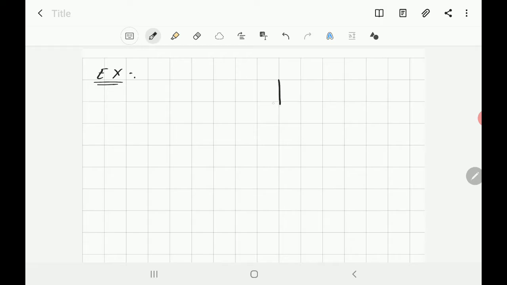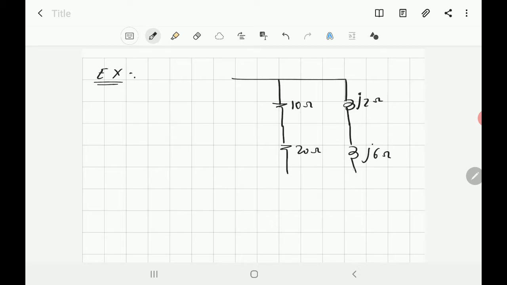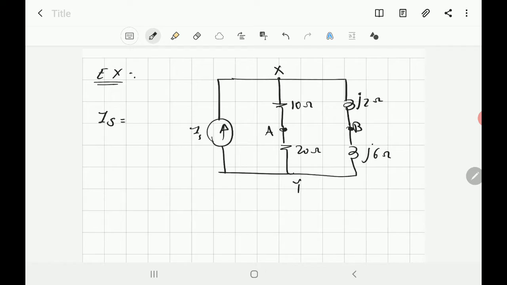You have a Wheatstone bridge that looks like that: a resistance equal to 10 ohm, another resistance 20 ohm, an inductor J2 ohm, another one J6 ohm, connected to a current source IS, and this point A and this point B, this point X and this point Y. It's given IS is equal to 18 on angle 45 degree ampere. What's required? Find the voltage VAB.